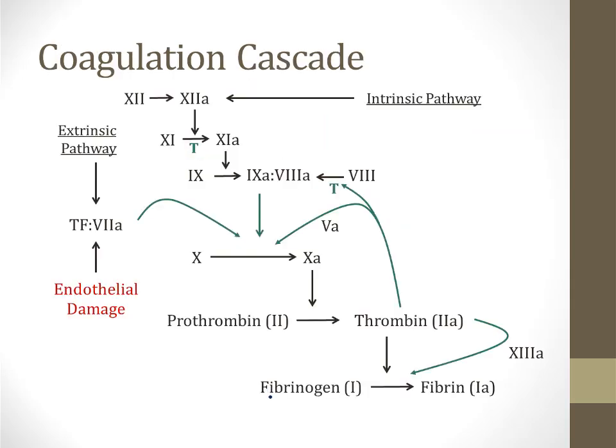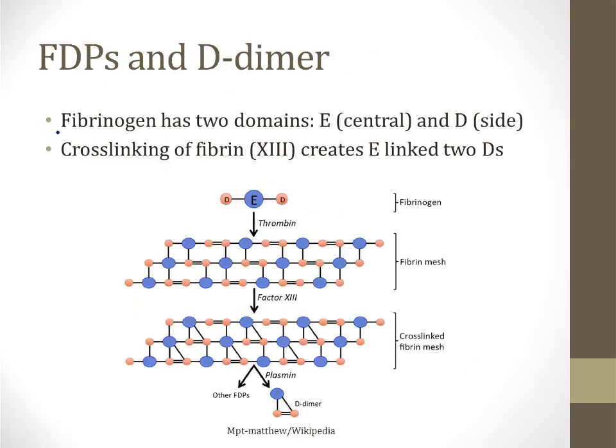To understand this, let's go back to our map of the coagulation cascade and recall that the final step in the cascade is the conversion of fibrinogen into fibrin. We're going to drill down on this and understand this step in more detail so that we can understand fibrin degradation products and the D-dimer. Fibrinogen is a large glycoprotein that has two domains. The central domain is called the E domain, and then there are two side domains called D domains. If you look at this picture on the screen, this is a representation of what fibrinogen might look like with an E in the middle and two Ds on the side.